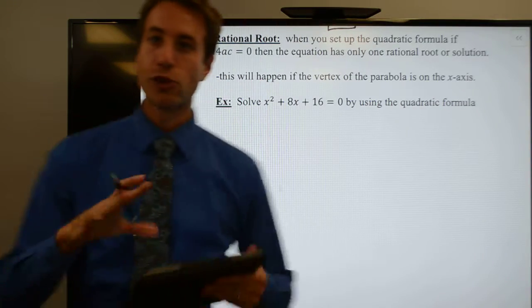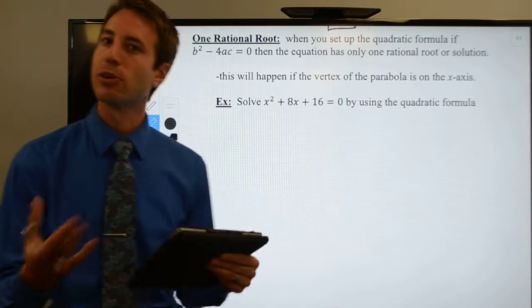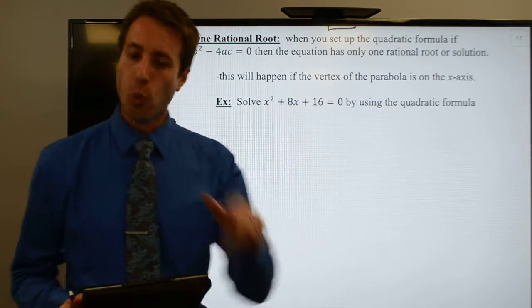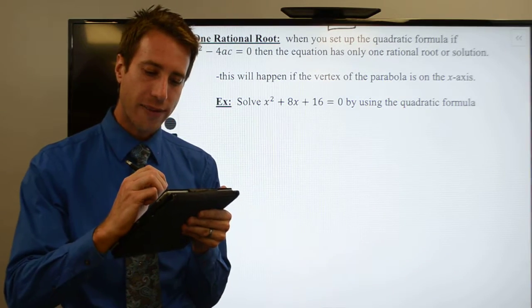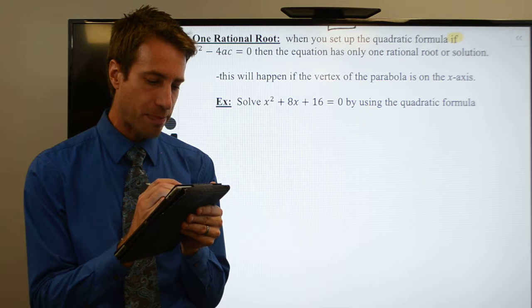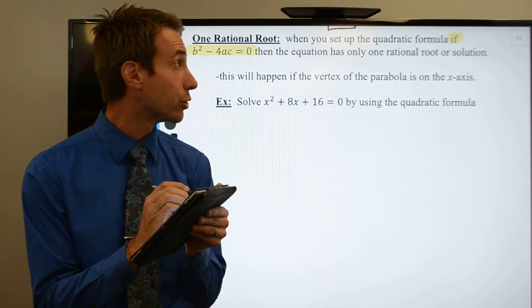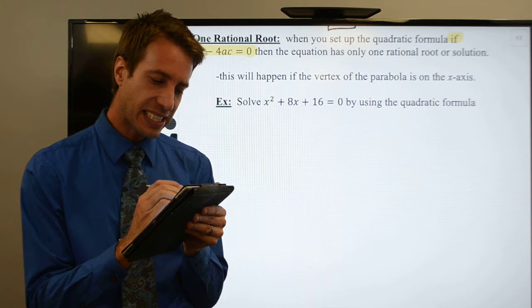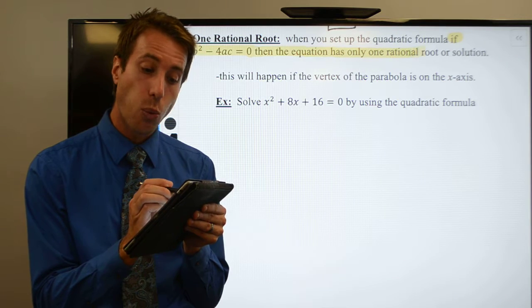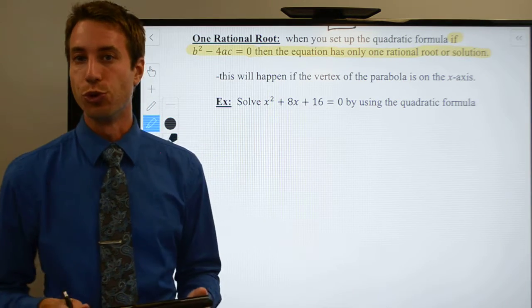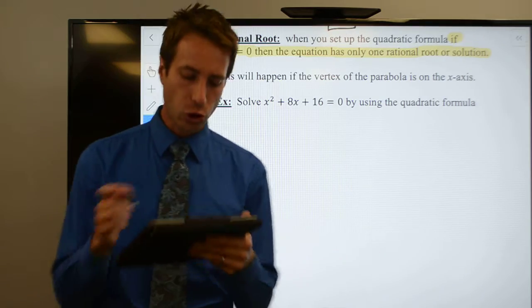Hi guys, welcome to this page of the notes, and let's take a look at the next possibility when it comes to the quadratic formula. What could happen is you plug everything in and you wind up with that b squared minus 4ac being equal to 0. In this case, the equation has only one rational root or solution. Let's take a look at why.